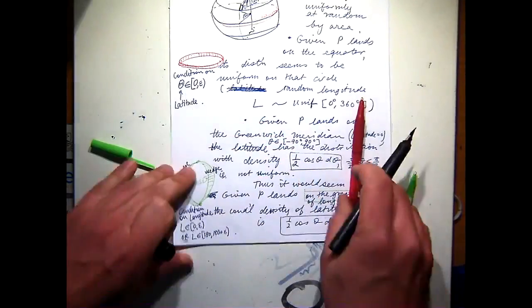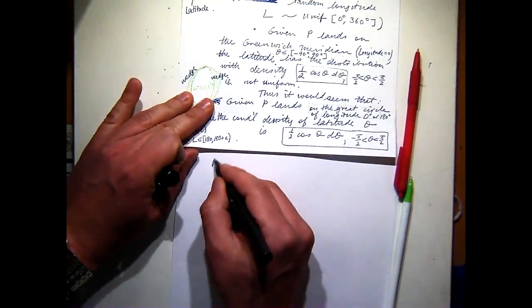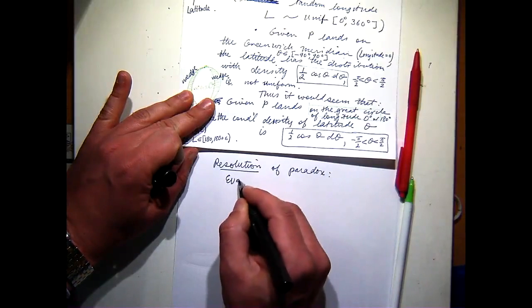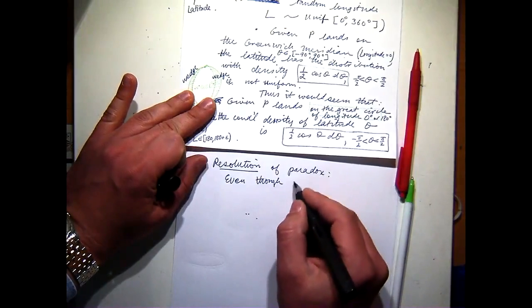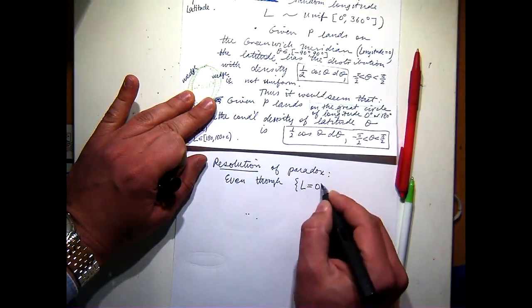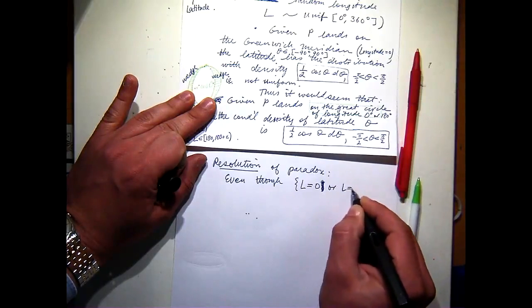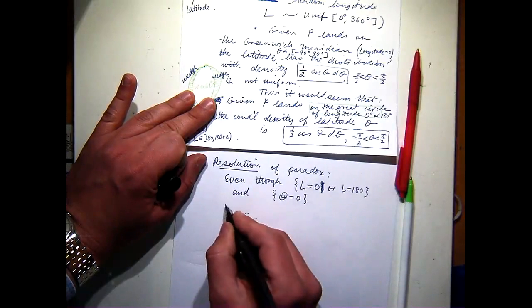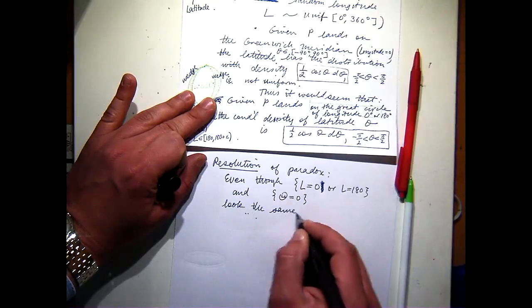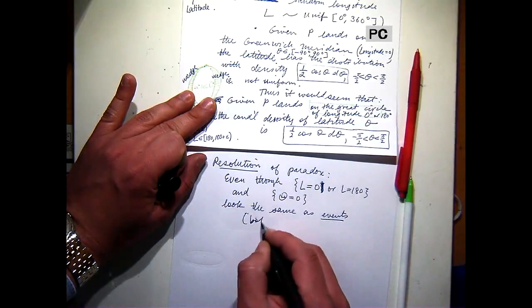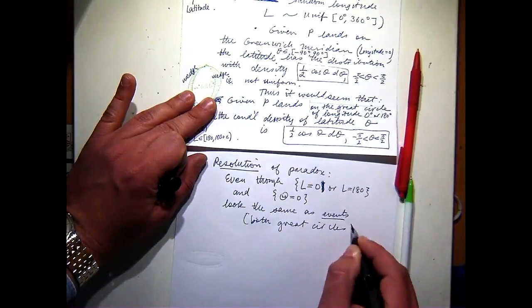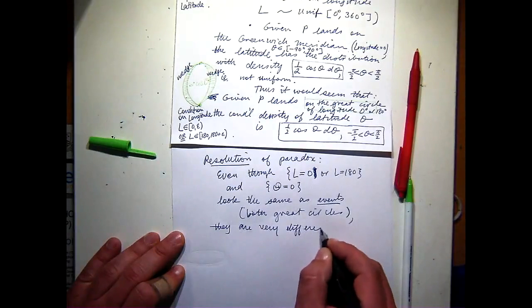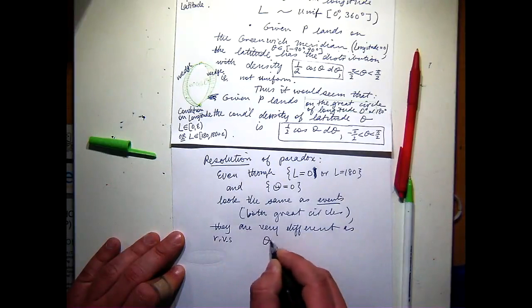So, to write the resolution of the paradox here: even though the events L equals 0, or L equals 180, and theta equals 0 look the same as events, they're both great circles of the globe, they are very different as random variables, theta versus L.